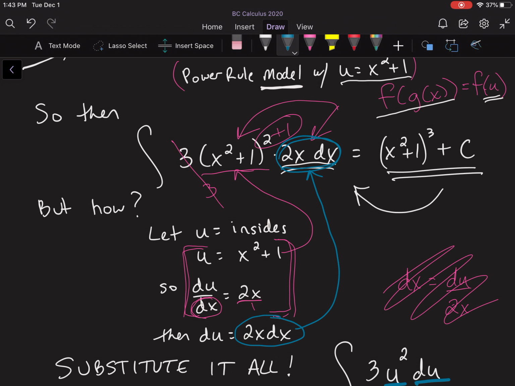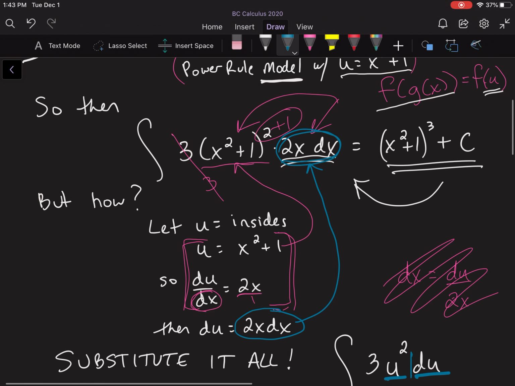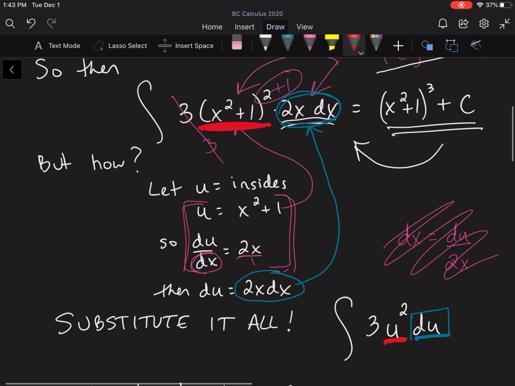You're going to replace everything. Here is that blue piece. That 2x dx became du. And then we'll do maybe a red piece for this piece here. That became u squared. And it's a much shorter problem now. The 3 is still there. Okay, eventually the 3 will go away, but not yet.